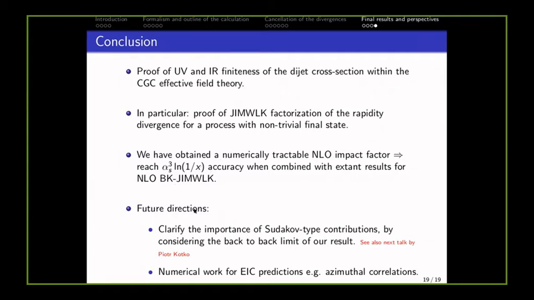And some outlook for the future directions that we have to pursue with this calculation. One important thing would be to try, with our result, to clarify the importance of the Sudakov type contributions by considering the back-to-back limit. And I'm very excited to see the talk by Piotr just after me. I guess we will learn a lot about that. And finally, the idea is to provide numerical results for EIC predictions, and for instance, look at the azimuthal correlations in the back-to-back limit. That's one possible option. All right, so that's it. Thanks a lot for your attention.